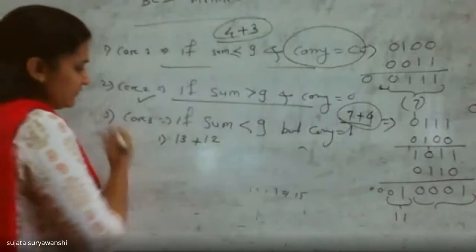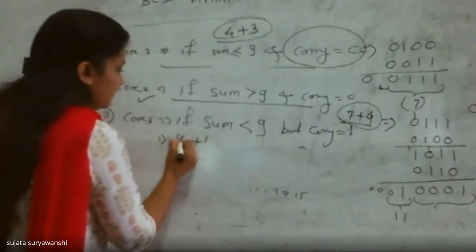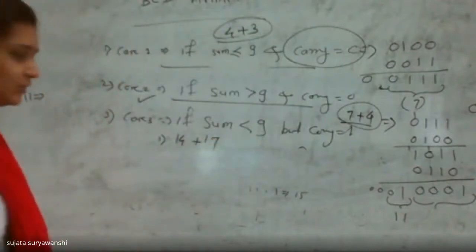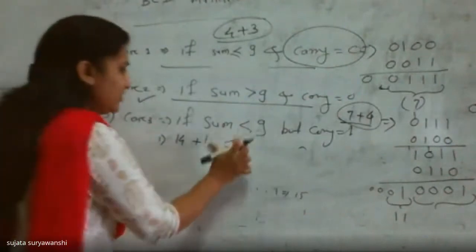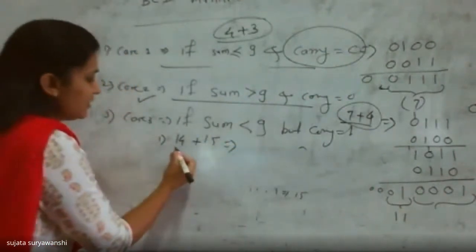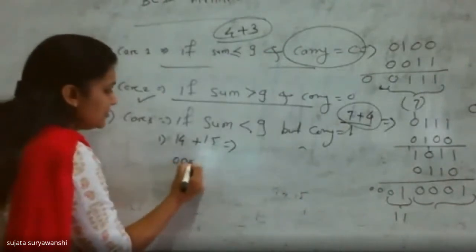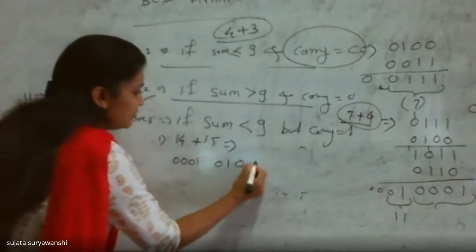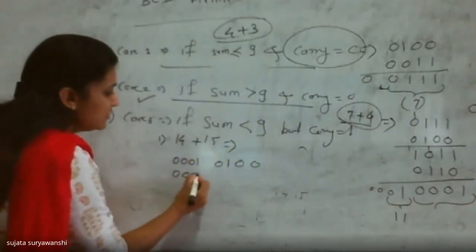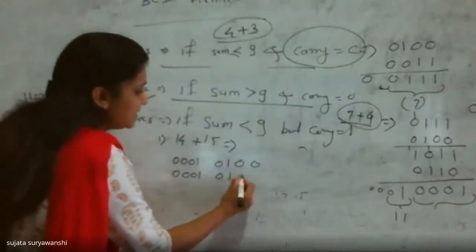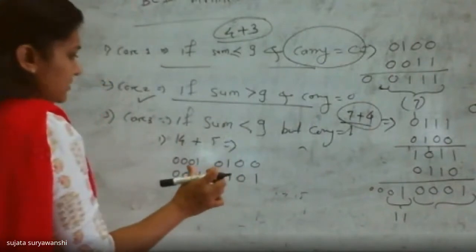13 plus 12, or you can say like this, 14 and 17. So, how can 14 be represented? Or you can use 15 also. Here 14 is represented by 0, 0, 0, 1, 0, 1, 0, 0 in BCD equivalent. Now 15, 0, 0, 0, 1 and 5 can be represented like this.